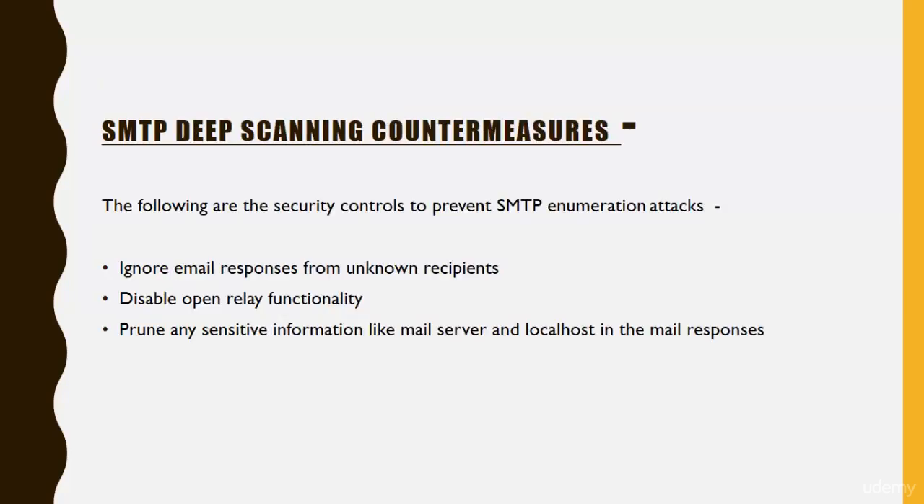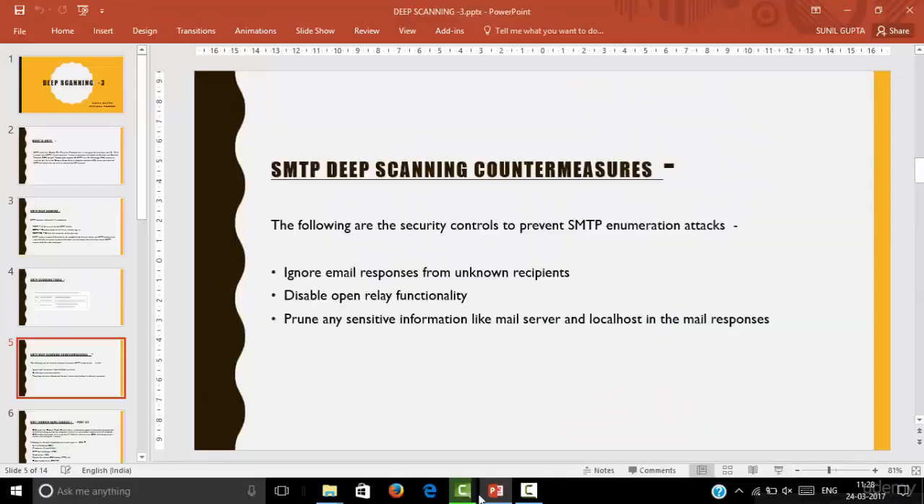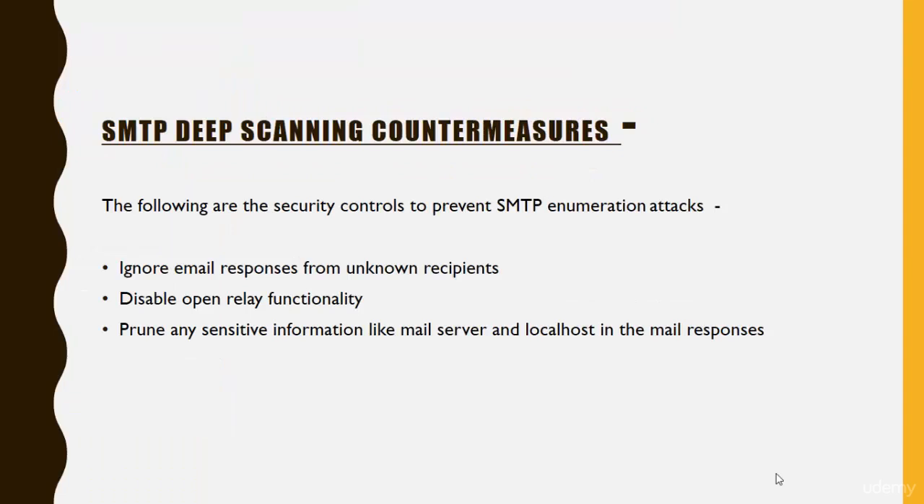Next, SMTP deep scanning countermeasures. The following are the security controls to prevent SMTP enumeration attacks. Ignore email responses from unknown recipients. You have to ignore some email responses. Disable open relay functionality. Prune any sensitive information like mail server and localhost in the mail responses. You have to remove any sensitive information like mail server and localhost in the mail responses.